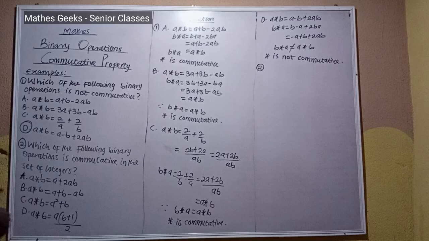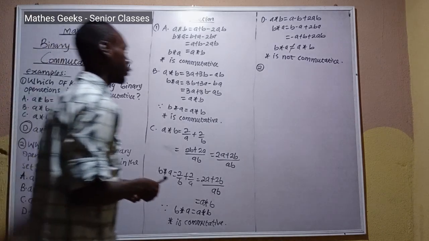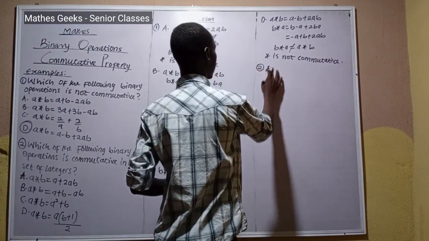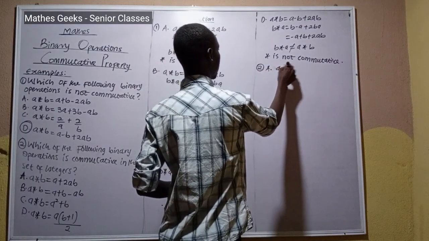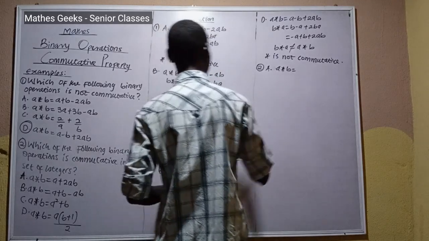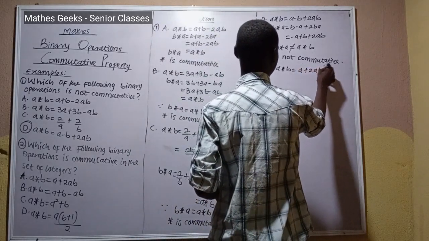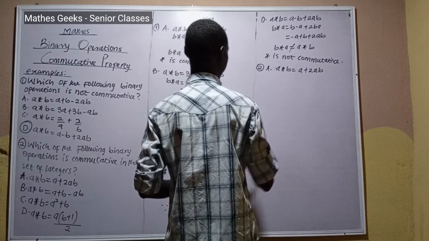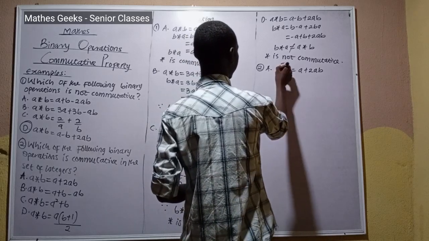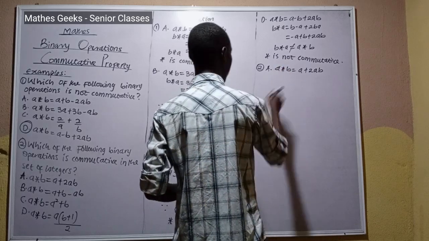Which of the following binary operations is commutative in the set of integers? So in this question number 2, we have to find out the option in which the binary operation is commutative. Which means the others are not, but only one is commutative. So let's find out. Option A is a star b equals a plus 2ab.